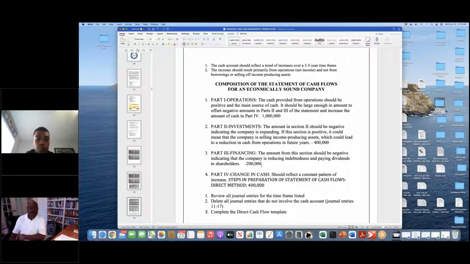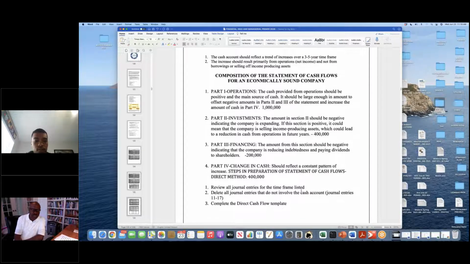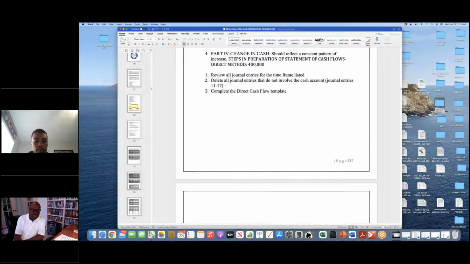Now, we have, I guess, a prescribed way that we prepare the statement of cash flows, a mechanical way. We review all of our journal entries. So we're going back to journal entries. Any journal entry that is not 1 through 11, we scratch. And then we complete a cash flow template.